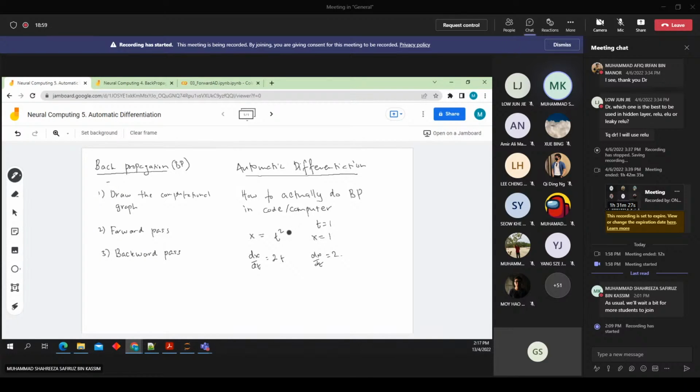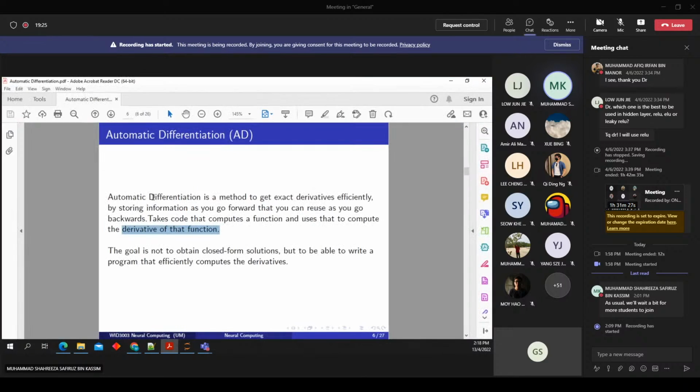So as you compute the values of the original function, you also compute the values for the gradient. You do not have to wait until you reach the end of the network and then calculate the gradient back. No, you compute it instantly. So that's the idea of automatic differentiation as well. The goal is to write a program that efficiently computes the derivatives. This is the goal here.